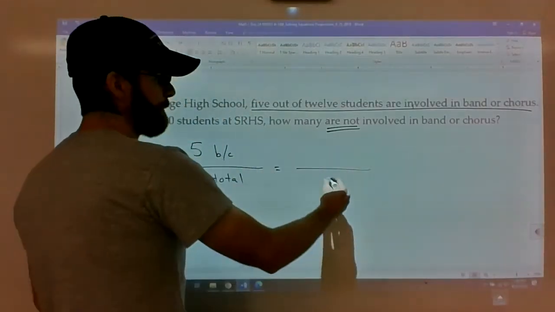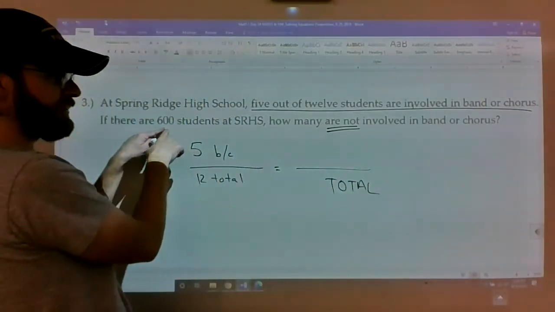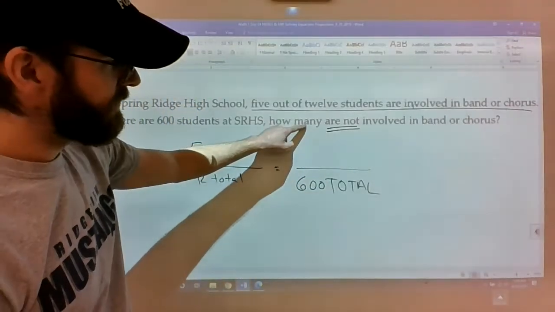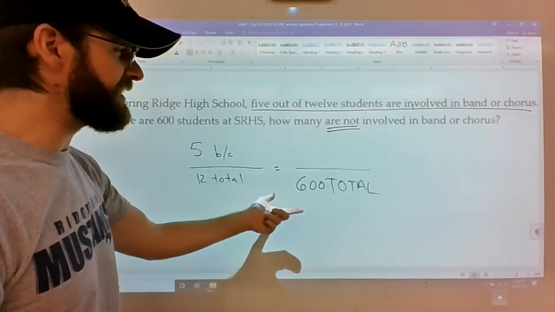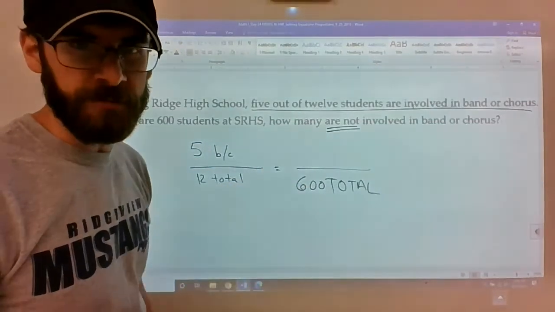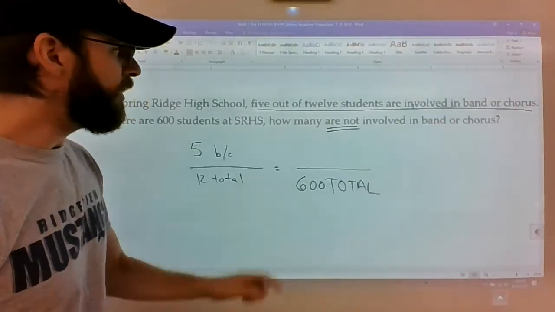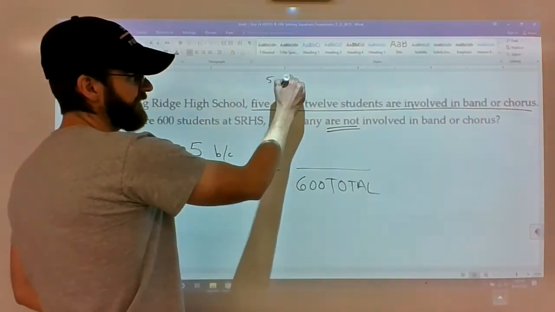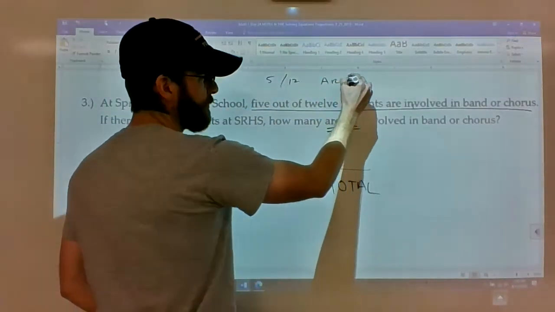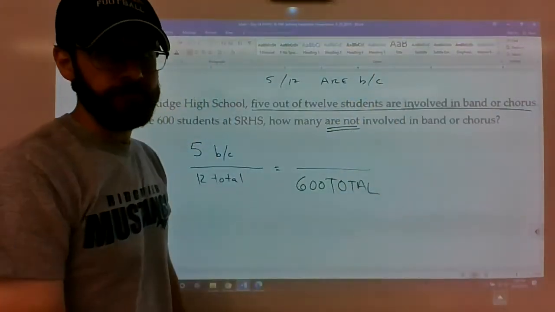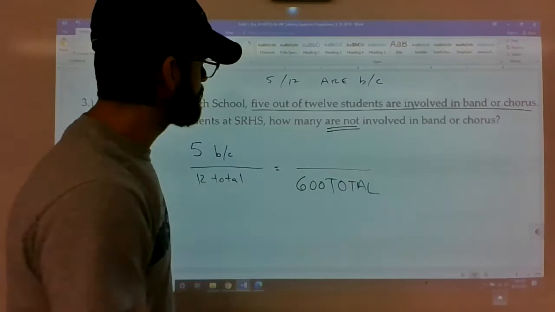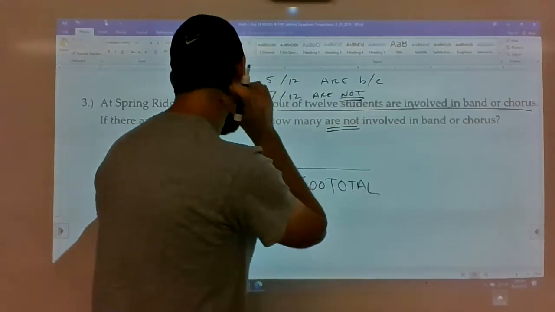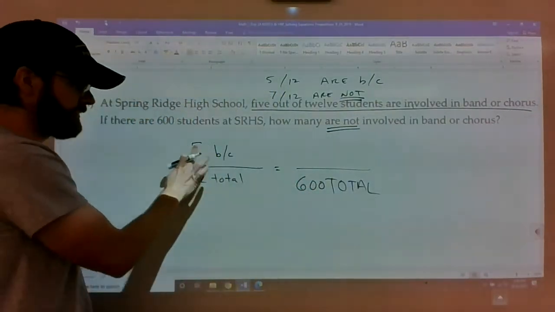But then we're like, what's the big total? There's 600 students at the high school. How many are not? Well, I guess I could just find how many are and then subtract it from 600. Or wait, can we just change this right here? 5 out of 12 are band or chorus. So how many are not? 7 out of 12. Yeah, so why don't we just change this 5 to a 7?